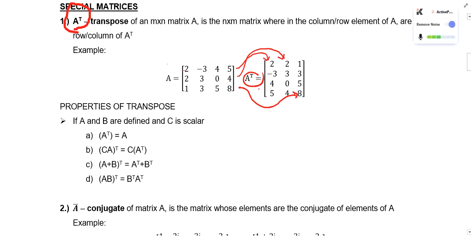So yung transpose ng matrix A, given yung matrix A natin, interchange lang natin yung row, gagawin natin siyang column. So that is the transpose.